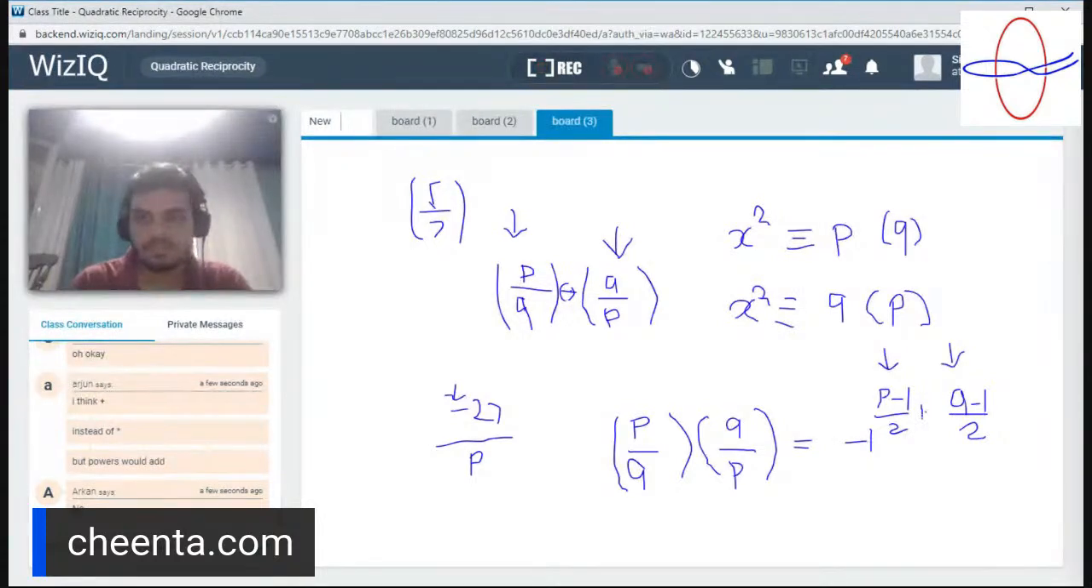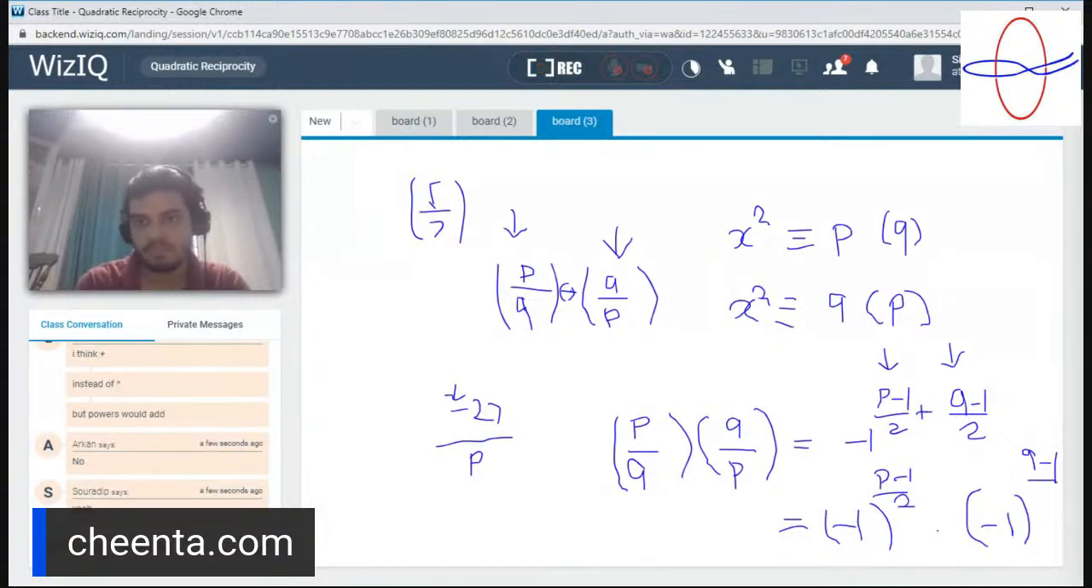Oh yeah, so it's equal to minus 1 raised to P minus 1 over 2 into minus 1 raised to Q minus 1 over 2. My bad. Right? So yeah, let's go ahead and try to prove this.